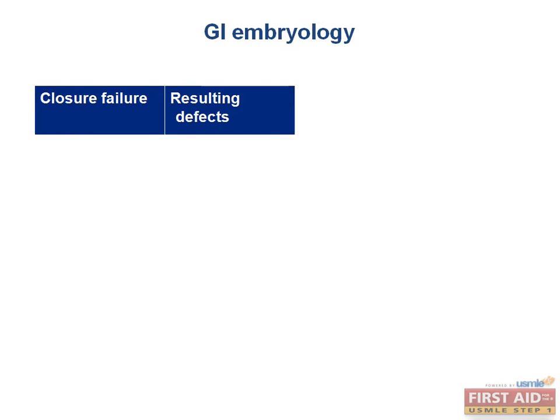Interesting pathologies can also result when there are developmental defects. There are a number of developmental defects of the anterior abdominal wall. Let's now go over some of the pathologies that you can see in GI embryology.